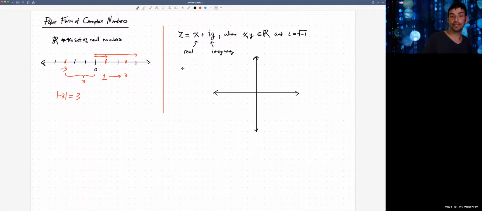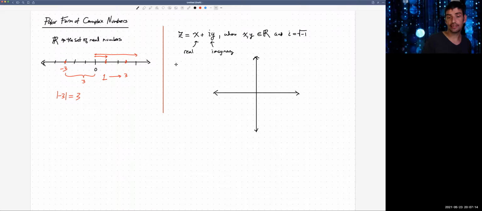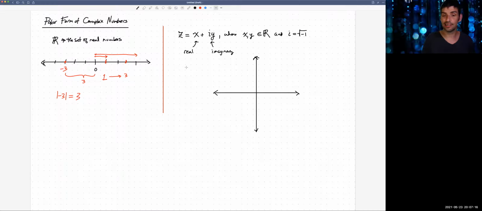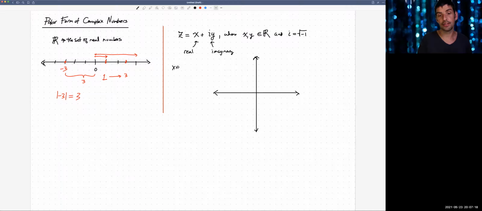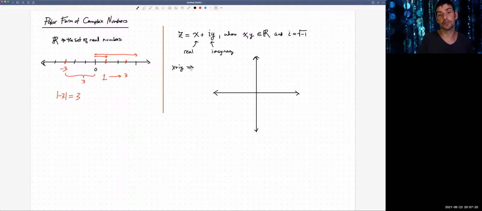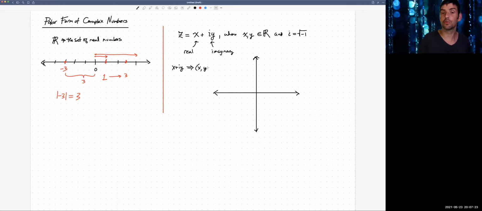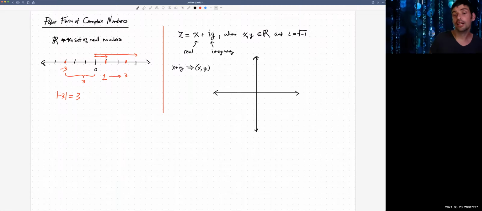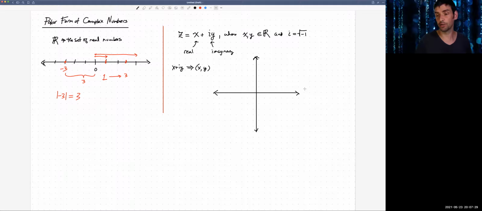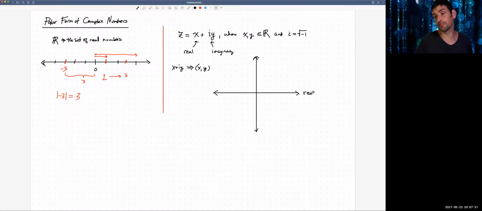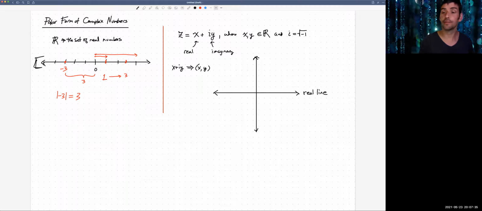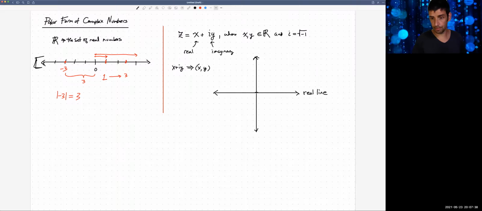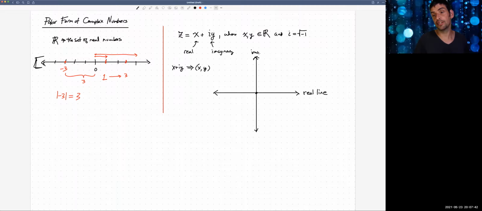And for any complex number z, we will place it in this coordinate plane so that x plus iy will correspond to the point x, y. So you look at the real and imaginary part and use them as coordinate points. So we think of this as the real line, right? Which is really just a copy of this line right here, right? It's all of our numbers, zero's in the middle. And this is going to be our imaginary axis.